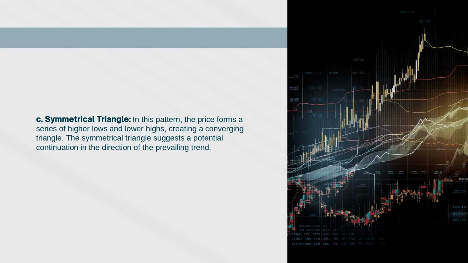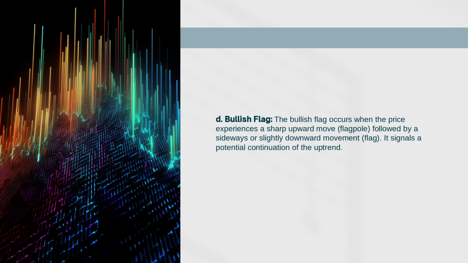Symmetrical triangle. In this pattern, the price forms a series of higher lows and lower highs, creating a converging triangle. The symmetrical triangle suggests a potential continuation in the direction of the prevailing trend. Bullish flag. The bullish flag occurs when the price experiences a sharp upward move, flagpole, followed by a sideways or slightly downward movement, flag. It signals a potential continuation of the uptrend.